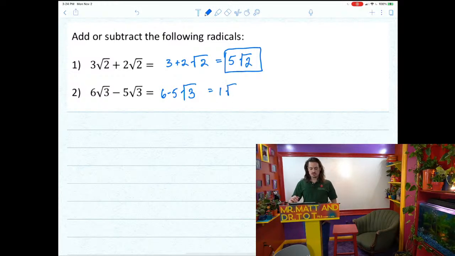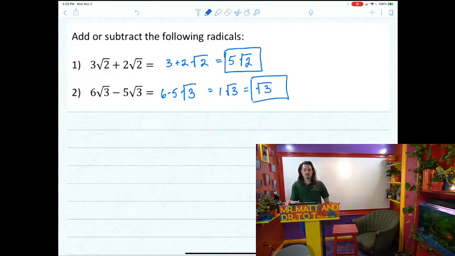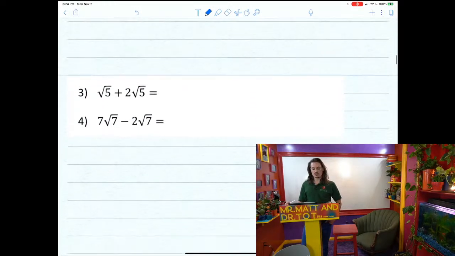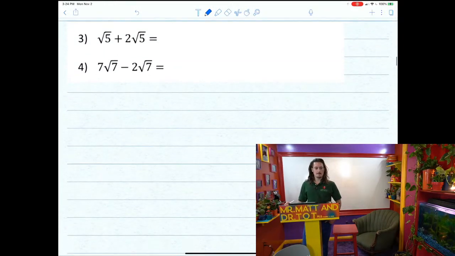If you have any questions, then please let me know. Otherwise, I'm going to give you 2 minutes. I'd like you to look at the next 2 problems. We have the square root of 5 plus 2 root 5. And then number 4 is 7 root 7 minus 2 root 7. So I'll give you 2 minutes, and I'll keep track of the time again in the upper right-hand corner.